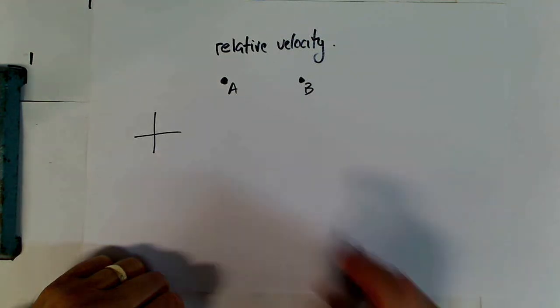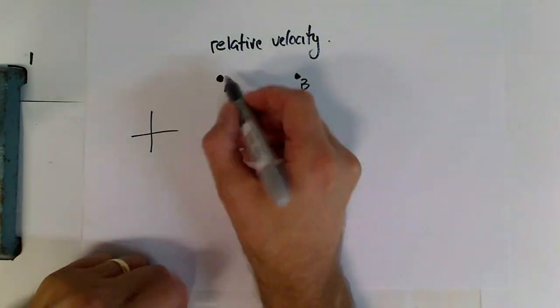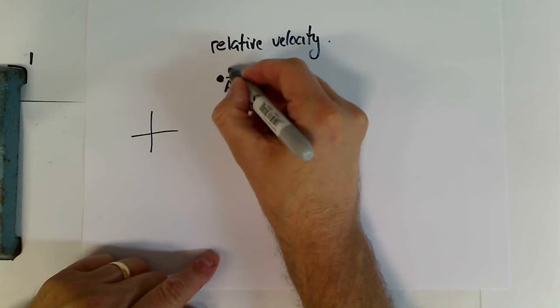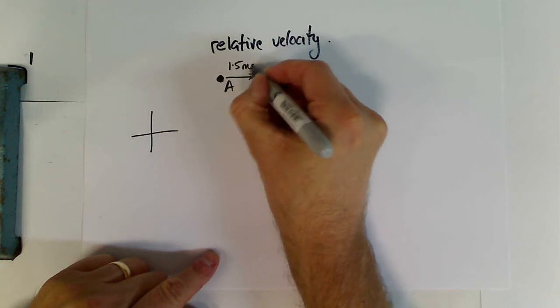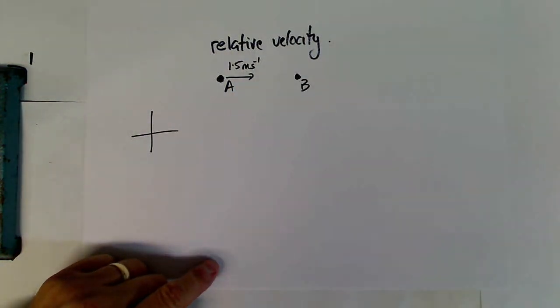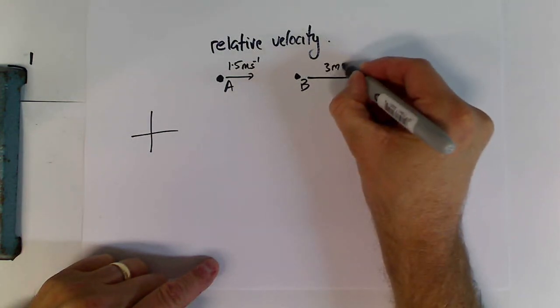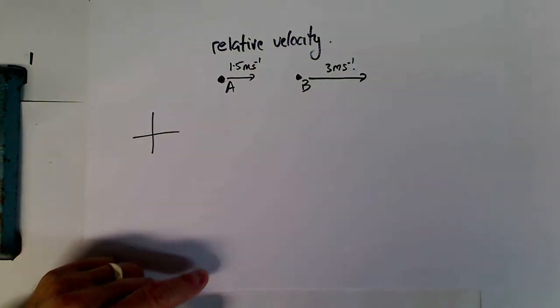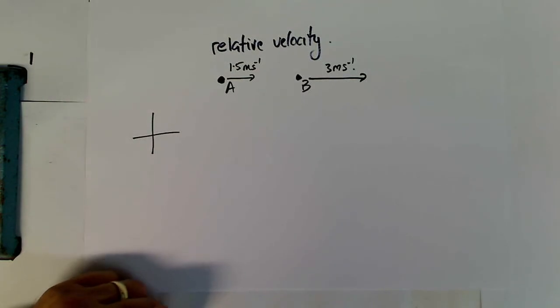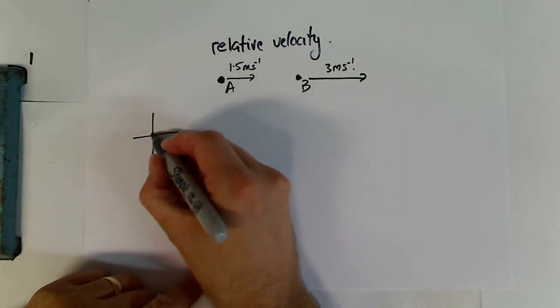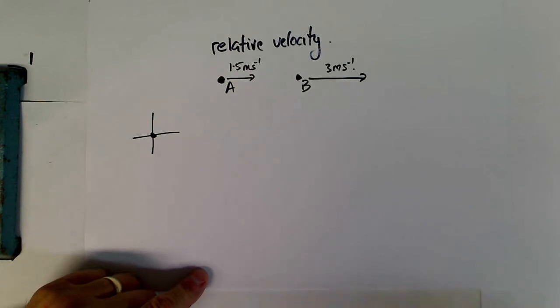Now, if A has a velocity, let's call that 1.5 meters per second to the right. Now, if B's velocity is 3 meters per second to the right, what are we measuring those relative to? Well, we're measuring those relative to the ground over here. You've got to have some point that you've measured velocities relative to, and everything in the universe can be measured relative to that.